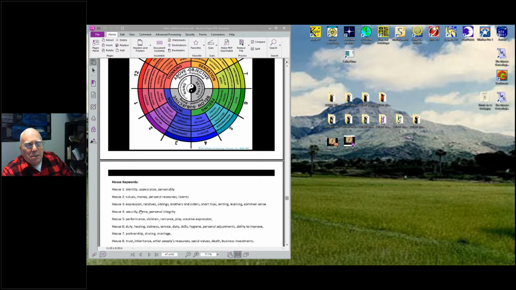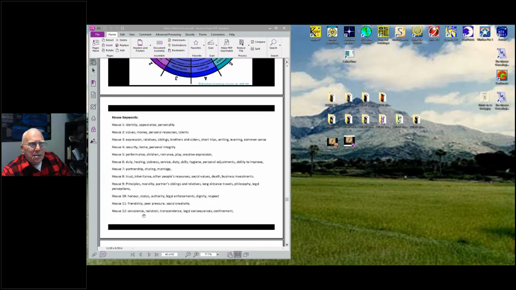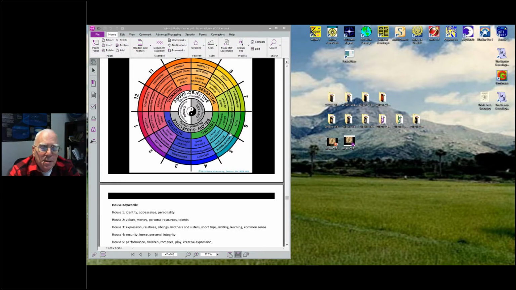Third house, expression, includes relatives, siblings, brothers and sisters who you learn how to talk with. You pick up the prejudices, ideas of others. Short trips, writing, learning, and it's your common sense, how you make sense of things. So each house has a number of keywords and categories. You can take astrological dictionaries, and there are probably 50 or 60 different words that relate to each house. These are the main ones that stand out. There are others that can be added in, and you can keep adding factors that relate to these sections of the chart.